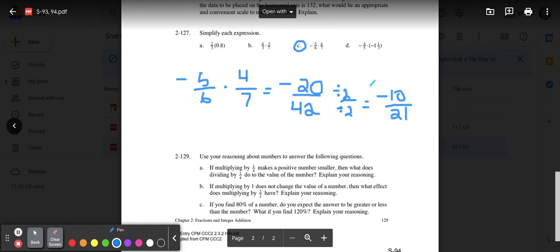All right, you guys. So my final reduced answer will be -10/21. And if you don't have room on your paper, you can always write it in your notebook and then just take a picture of your work in your notebook.